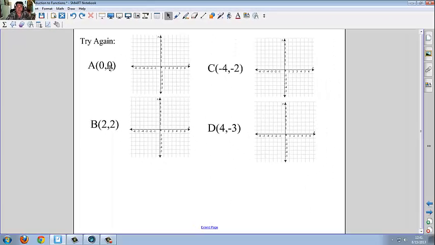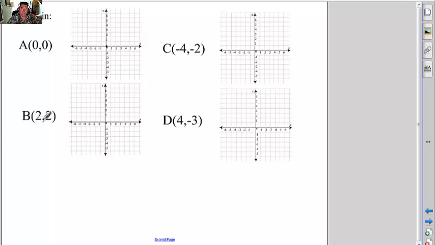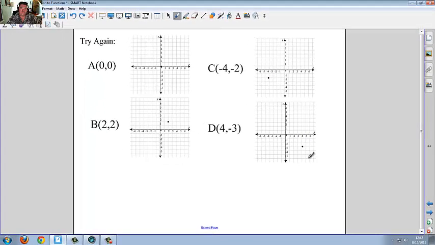Now you try again. Let's see how you did. A: 0, 0 is the origin, so hopefully you knew it was right there. B is 2 and 2, so right here. C, left 4, down 2. And D, right 4, down 3. Like that.